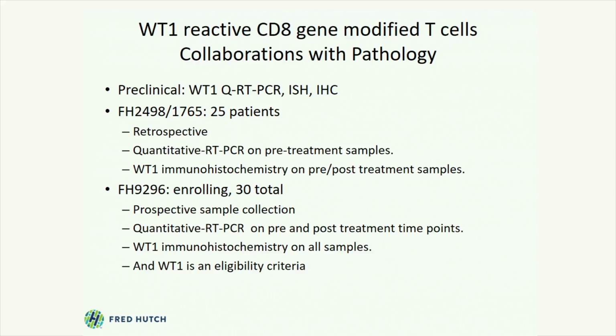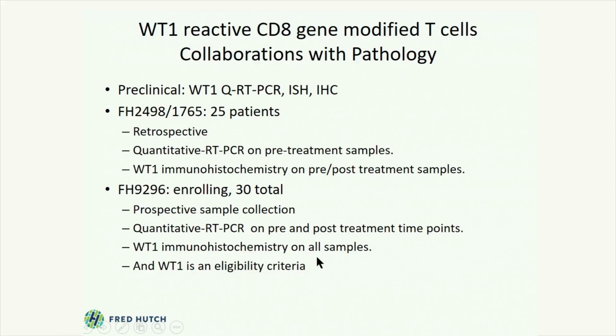And what we did was retrospectively, we went back and looked at WT1 expression on all of these cases, did RT-PCR as well as IHC. We tried to do ISH, but that's another story. There were 25 patients at that time. We have actually since then reopened 2498 and are enrolling more patients. We performed quantitative RT-PCR as well as immunohistochemistry.